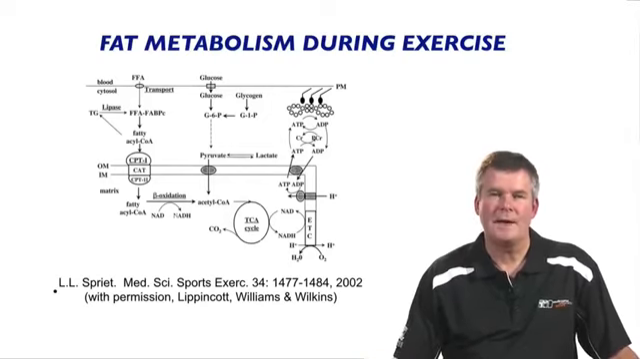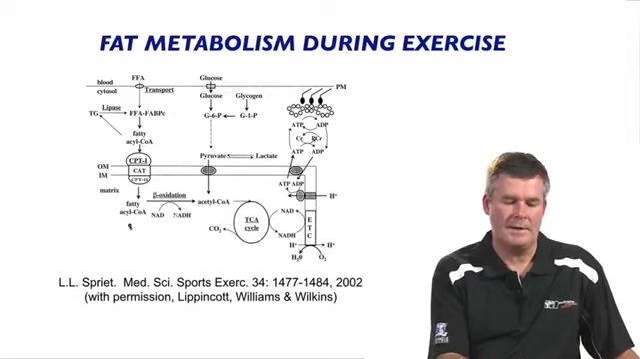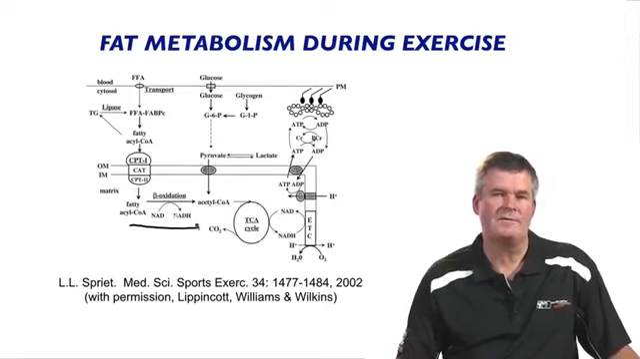The fatty acids from outside the muscle, first of all, have to cross the sarcolemma, or the plasma membrane of the muscle. They have to then diffuse through the cytosol, cross the mitochondrial membrane before they're oxidized within the mitochondria. The breakdown or the conversion of fatty acyl-CoA to acetyl-CoA is referred to as beta oxidation, and this occurs in the mitochondria.